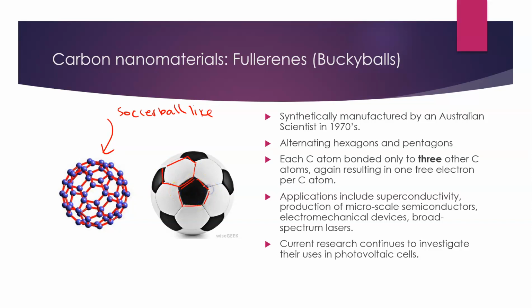So this means that, like graphite, fullerenes are able to conduct electricity because they have an unbonded electron. With diamond and anything where we have tetrahedrally arranged carbons, we will not have the ability to conduct electricity, but any of our allotropes of carbon where the carbon is only bonded to 3 other carbons, we will see the ability to conduct electricity.